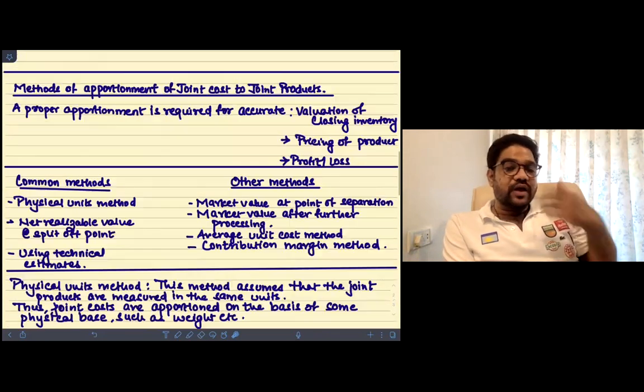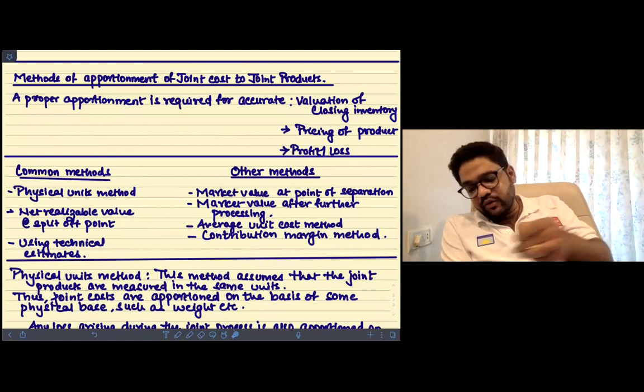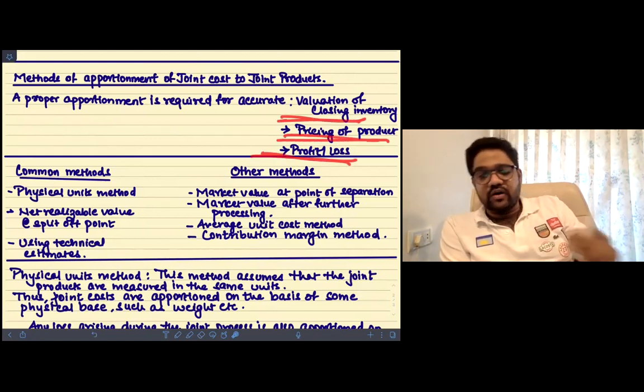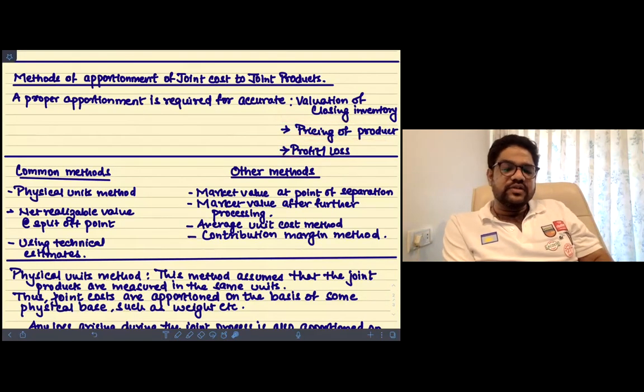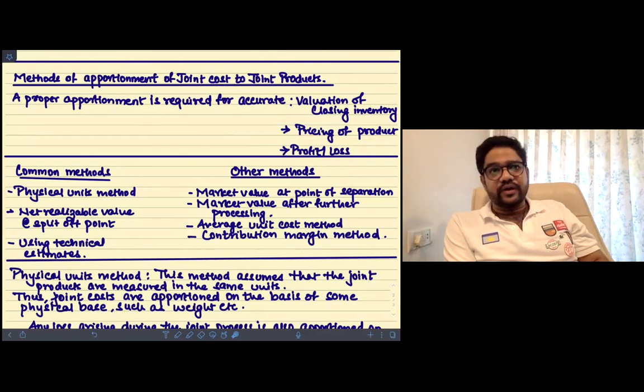Now, methods of allocation of joint cost. Why do we have to allocate the joint cost? Because we have to value the closing stock, price the product, and find out the profit and loss. So those are the reasons that you can write down. The valuing of your closing inventory, the pricing of the product, and the profit and loss that you end up making, all of that is dependent on how much cost we are able to allocate.